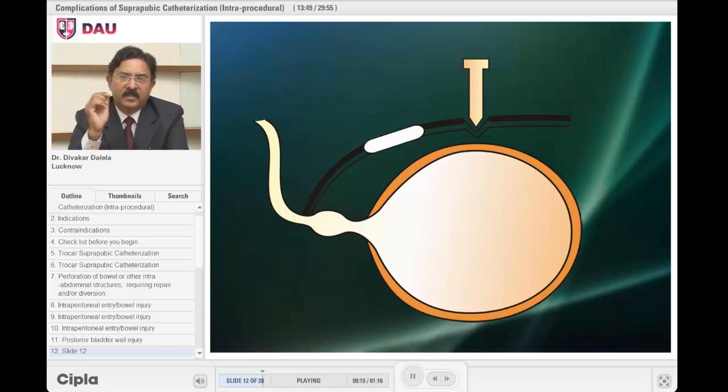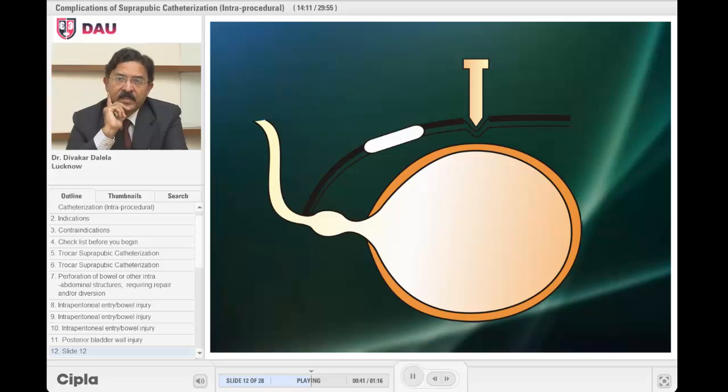To counter this resistance, we make an incision in the skin, subcutaneous tissue, and always in the linea alba. When you cut the linea alba and then enter the trocar into that hole that you made in the linea alba, the only thing you have to puncture is the anterior wall of the bladder.